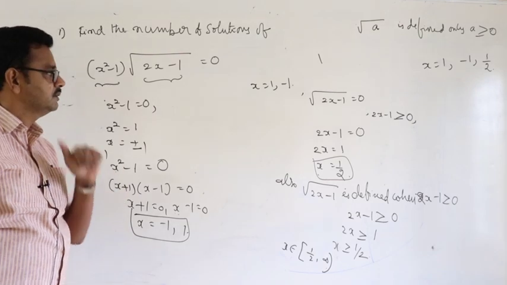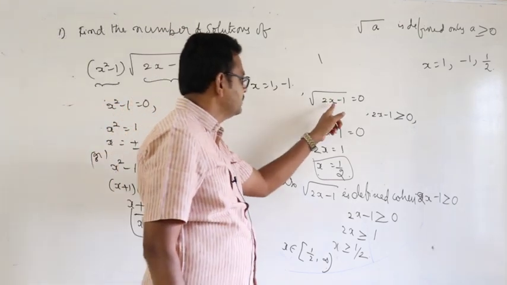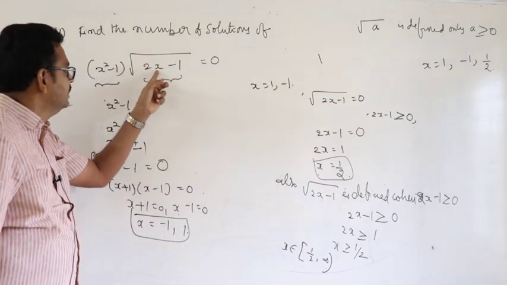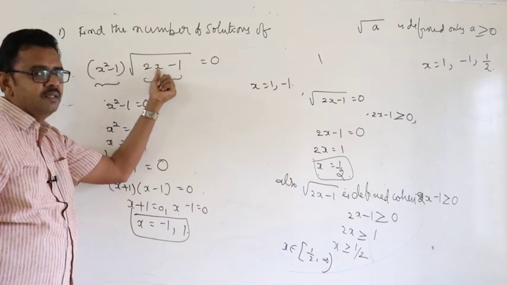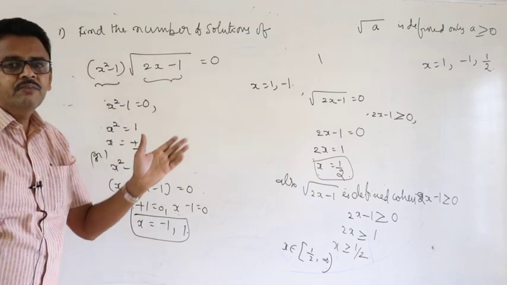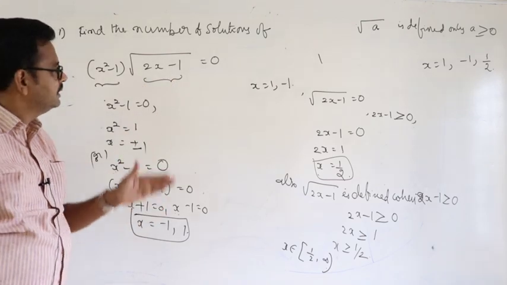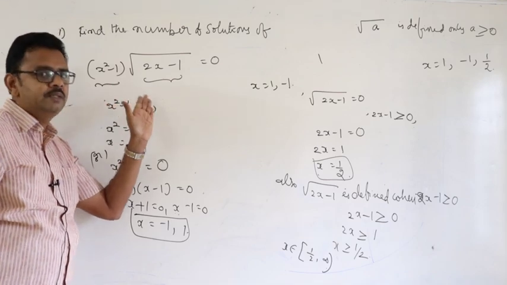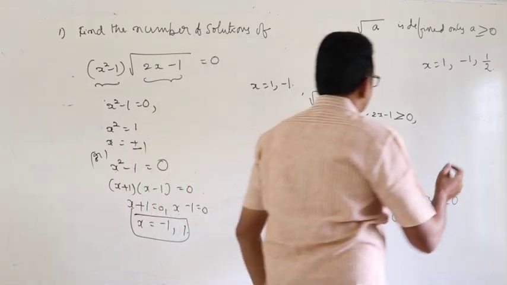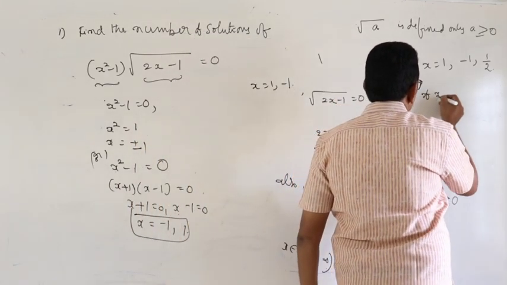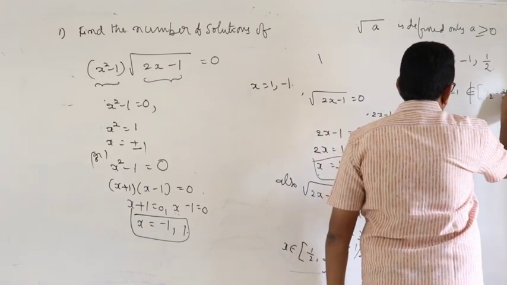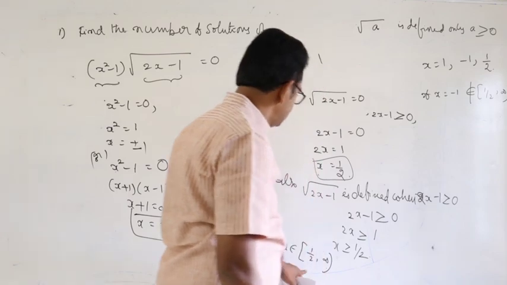Why? Because if I write x equal to minus 1, this becomes 2 into minus 1 minus 1, root of minus 3. So this is not defined. These are the very important points to observe. Therefore, x equal to minus 1 does not belong to 1 by 2 comma infinity, in this interval.